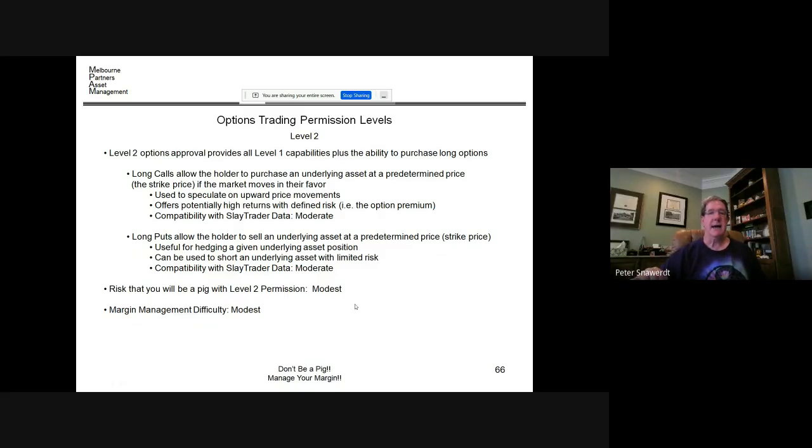Level 2 options provide all the capability that level 1 has, plus the ability to purchase long options. Okay, so here I can start to speculate a little bit. If we go back to the payoff diagrams for long calls and long puts, remember my only risk is in the premium. So I can speculate on upward price movements. I purchase long calls and long puts as speculation.